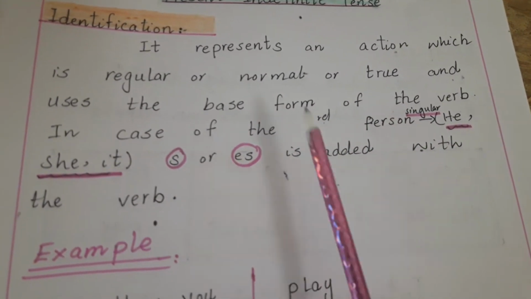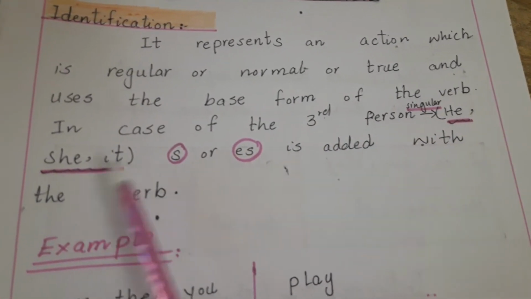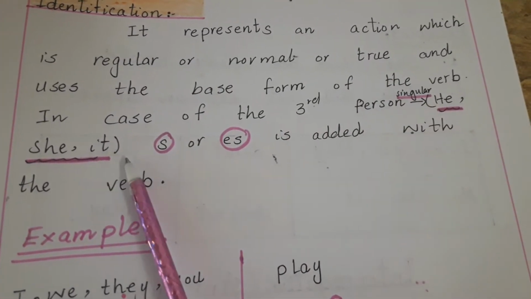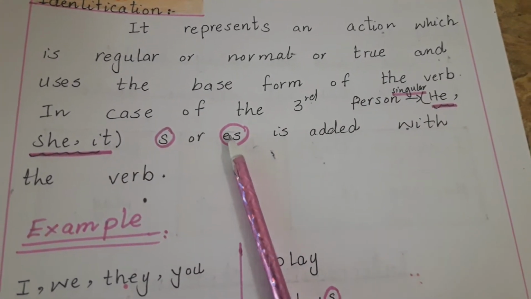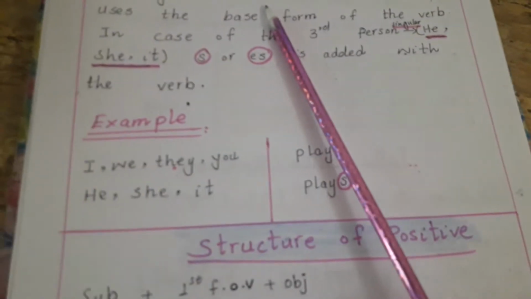But in cases of the third person singular, which are the third persons? He, she and it. These are called the third person singular. So with he, she, it, we will add s or es with the verb. So let's see the example.